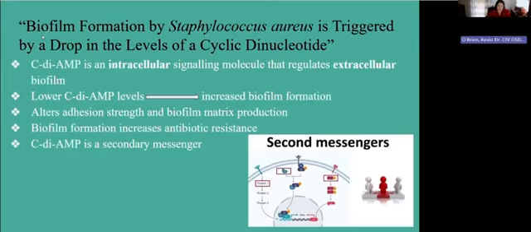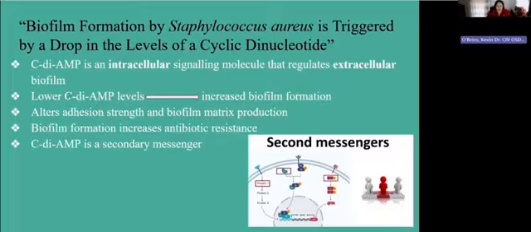So the first journal I did was on biofilm formation by Staphylococcus aureus, which is triggered by a drop in the levels of a cyclic dinucleotide. More specifically, this study looked at what role cyclic di-AMP played as a secondary messenger, and it works intracellularly to create or regulate extracellular biofilm through signaling pathways and quorum signaling.